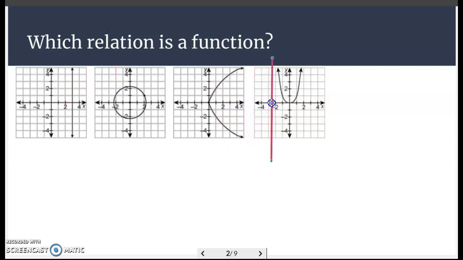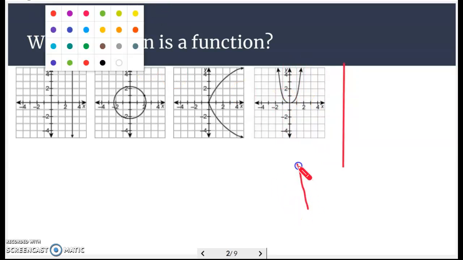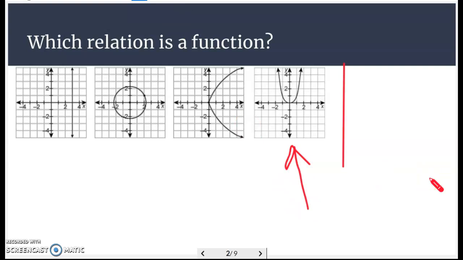Let's see if the last one is. 1 time, 1 time, 1 time, 1 time, 1 time, as we scan it across. This right here is an example of a function. The definition of a function: for every input there's exactly 1 and only 1 output. And we can see that graphically with what we call the vertical line test.